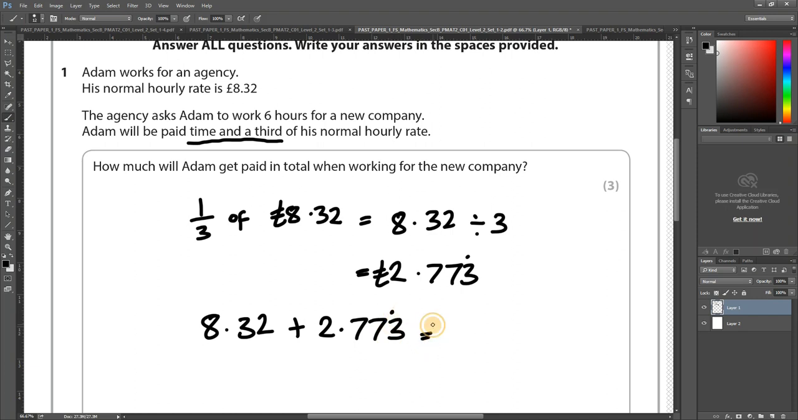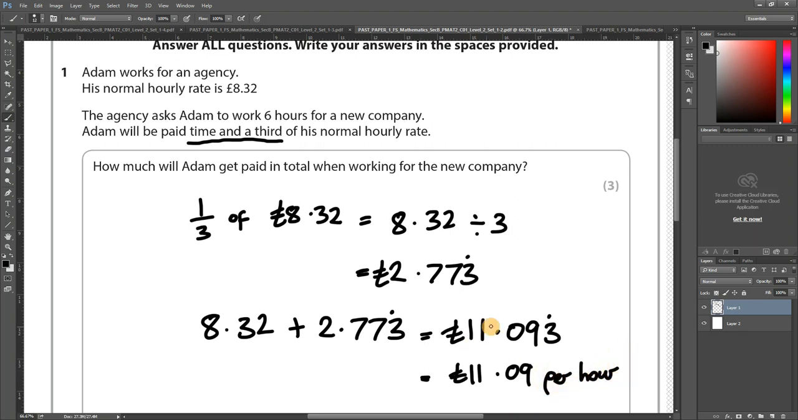2.773 recurring, and that gives you, let's try that on the calculator, £11.09, and there's a little three with a dot above the three. So you can call it £11.09. You could round it now if you want to. So let's call it £11.09 per hour.